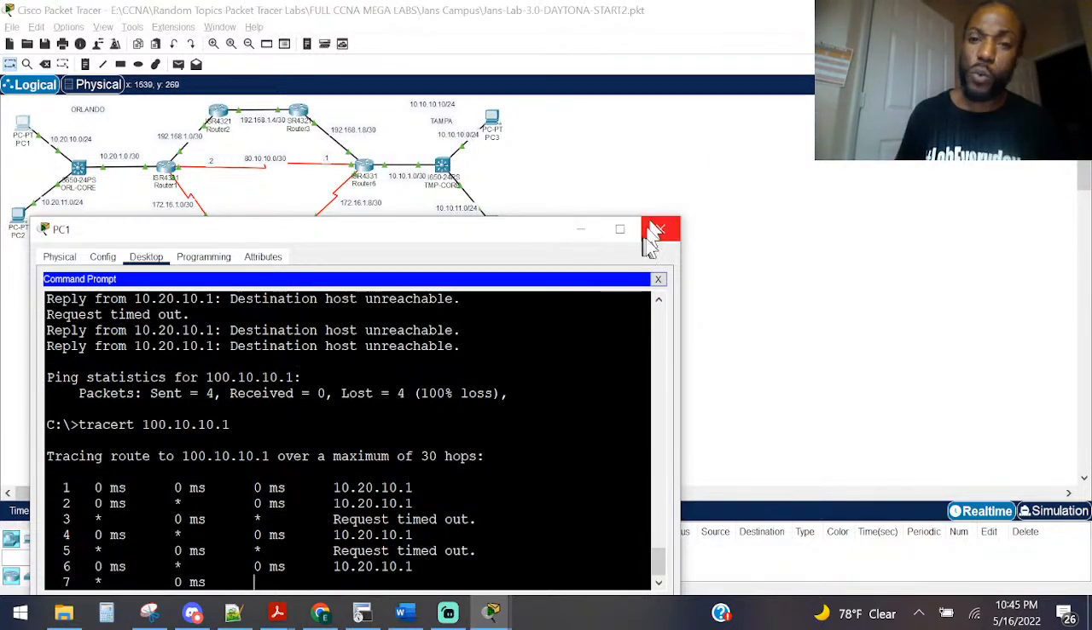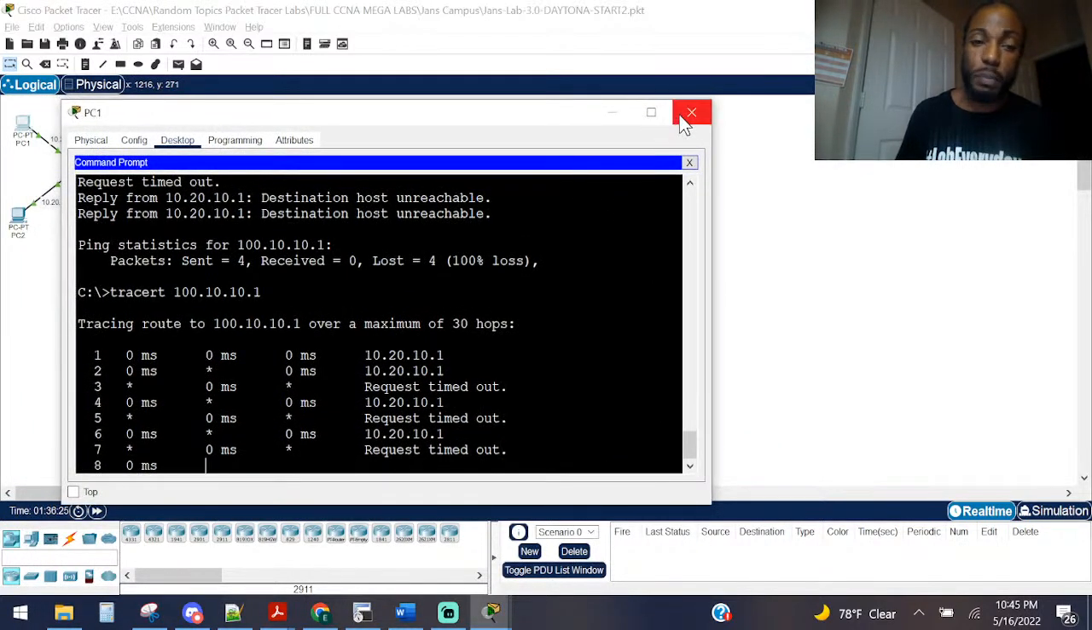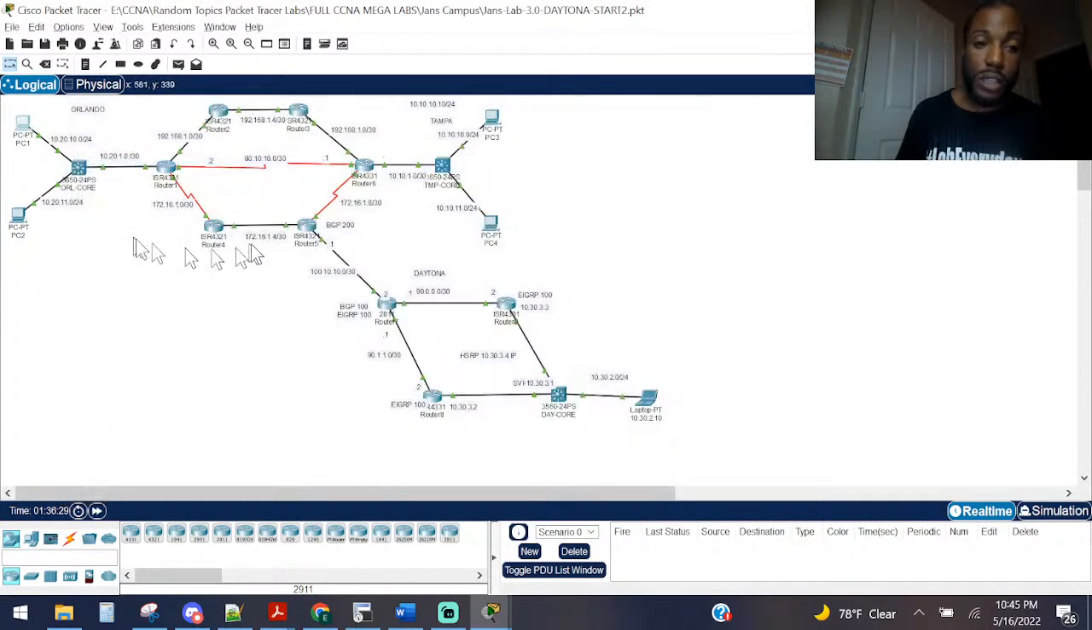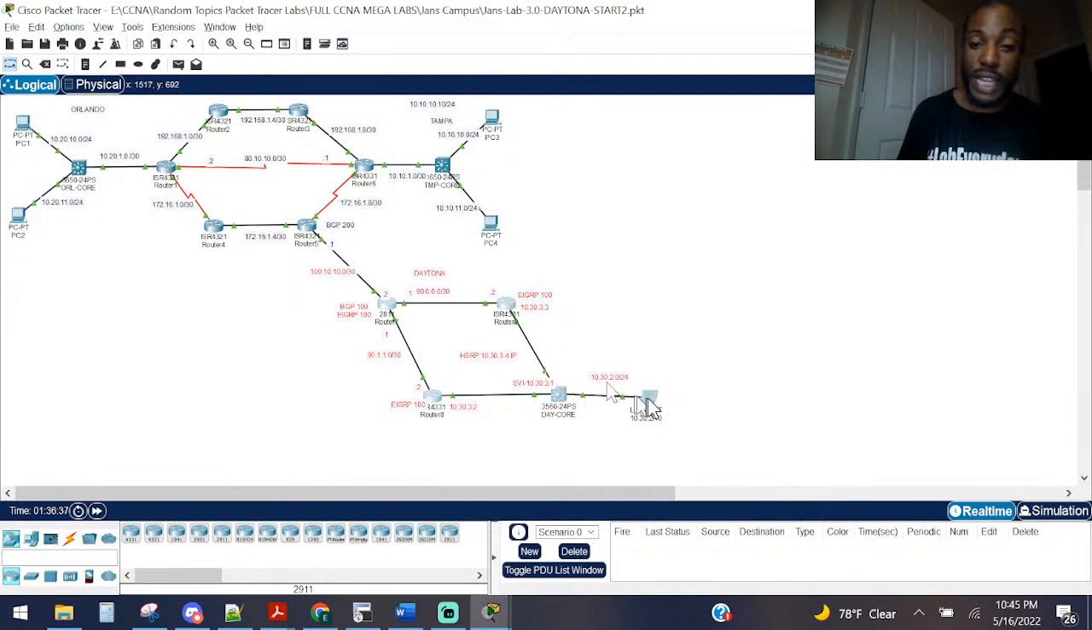I'm not too sure what I did wrong here and why things are not working. I might have to just pull up the solution and see what happened. We were able to get Orlando and Tampa to ping each other, but the Daytona network is not working. The laptop can ping all the way to router 5 and vice versa. So we have connectivity over here, but we need these guys back here, Orlando and Tampa, to learn about those routes. It could be that I'm missing a static route somewhere.